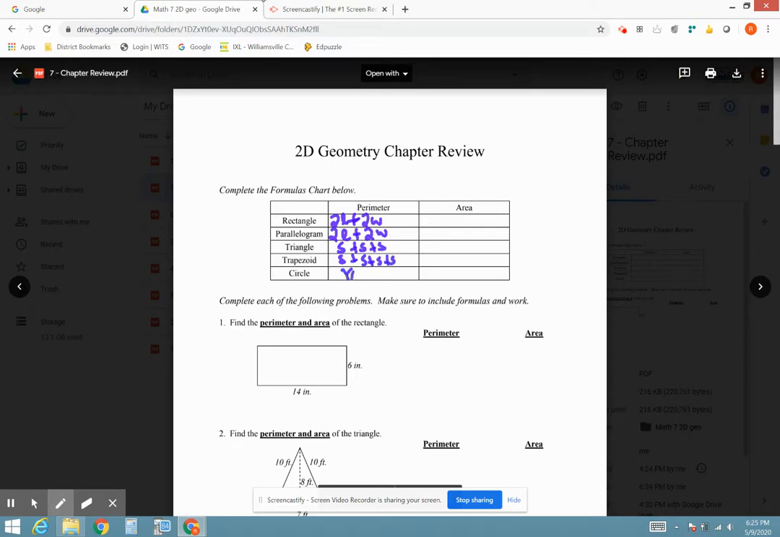Circle, pi times diameter. Area of a rectangle, base times height, or you could say length times width. Parallelogram, base times height. Triangle, 1/2 base times height. Trapezoid, 1/2 height, base 1 plus base 2. And circle, pi times radius squared.